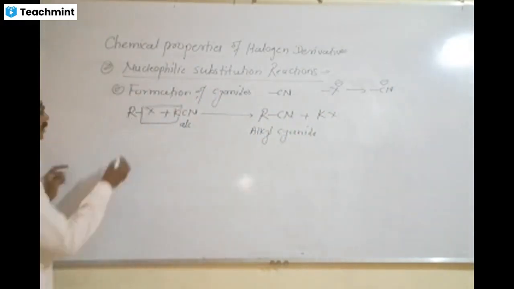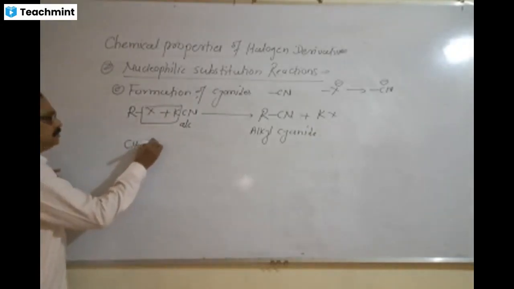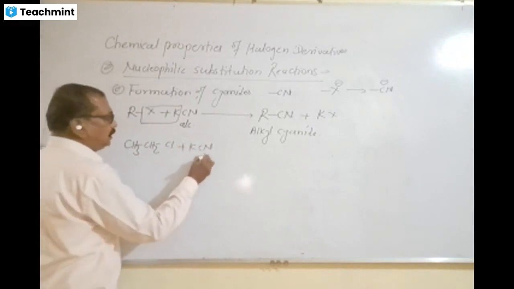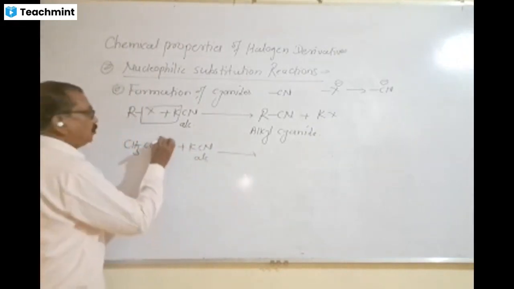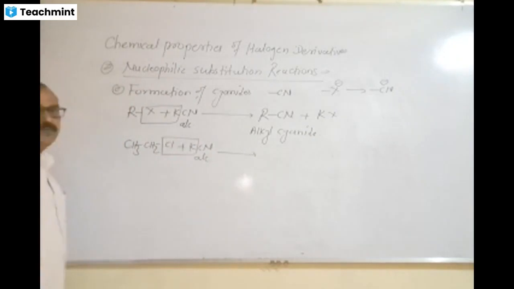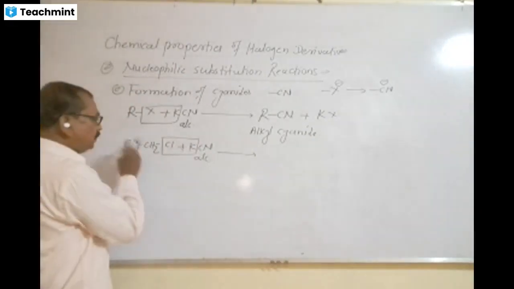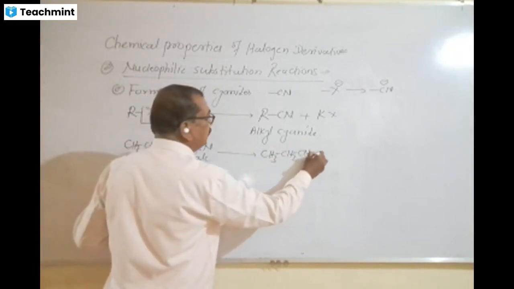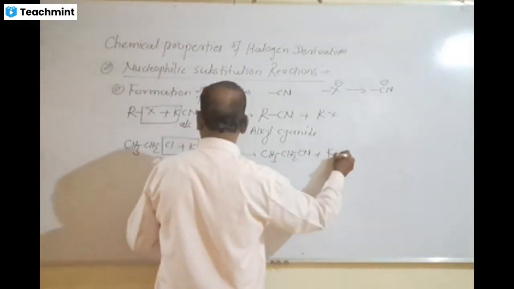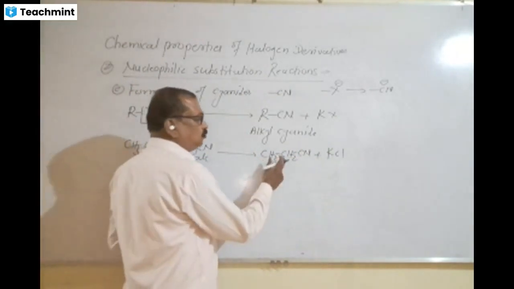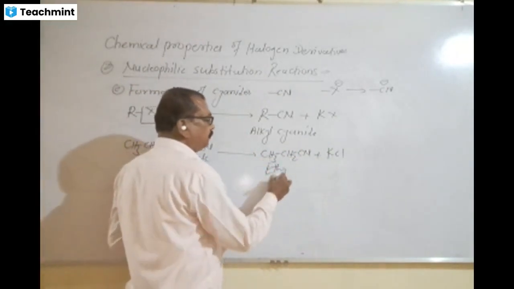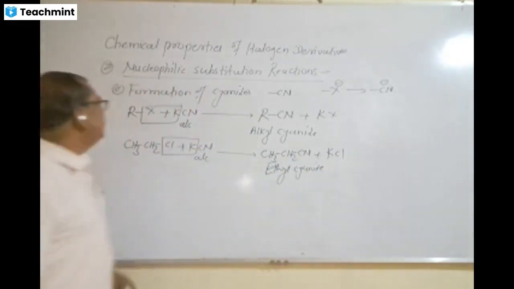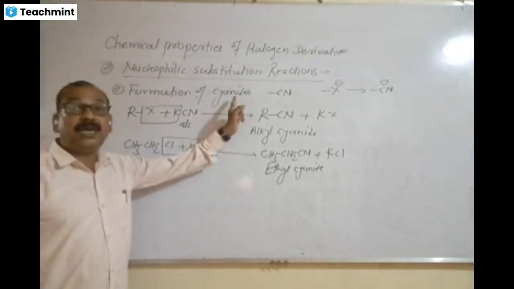For example, when CH3CH2Cl is treated with KCN in presence of alcohol, chlorine and potassium form potassium chloride. And the CN group attaches to this carbon, it gives CH3CH2CN plus KCl. CH3CH2 group is an ethyl group. And the CN group is present, therefore cyanide. In this way, alkyl halides are converted to alkyl cyanide.